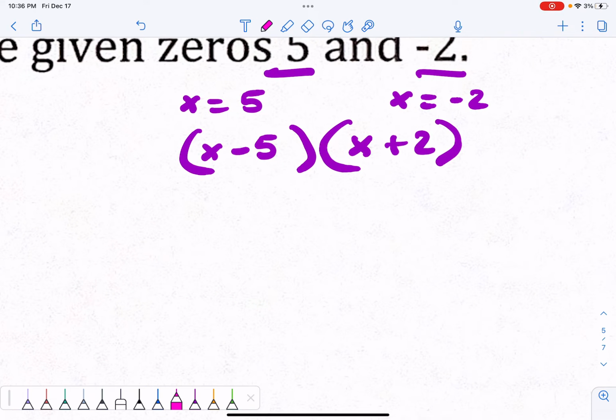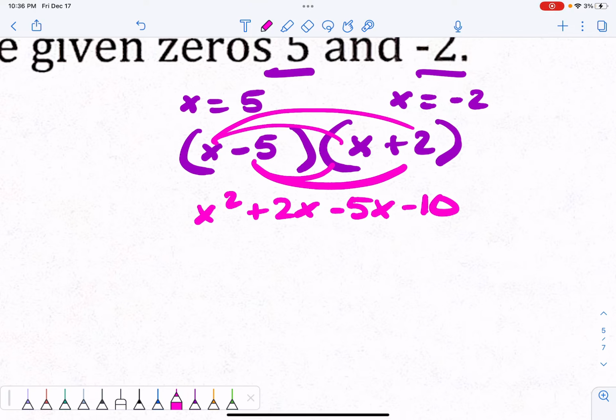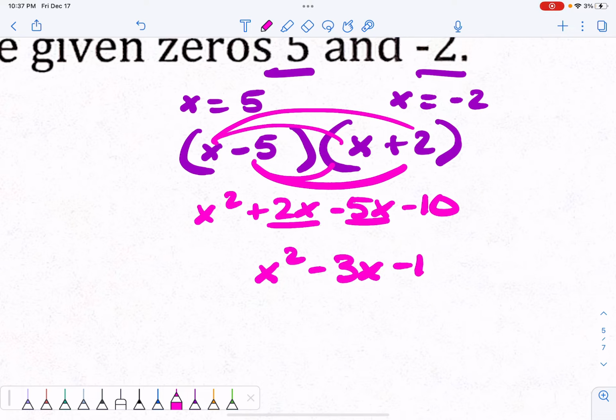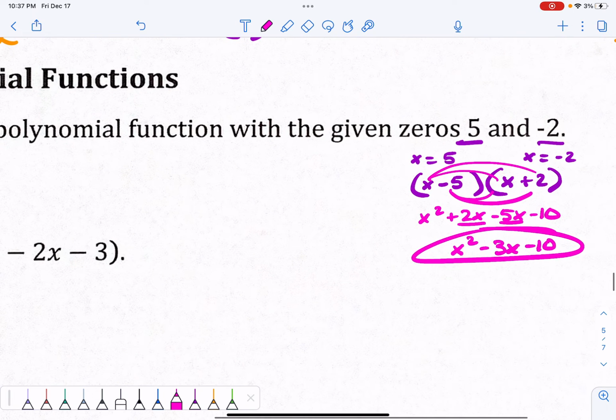So x times x is x squared. X times 2 is plus 2x. Negative 5 times x is minus 5x. And negative 5 times 2 is negative 10. Okay, then we put stuff together, those middle two pieces will become x squared minus 3x minus 10. And that's my FOIL. So that is a polynomial that has zeros that are 5 and negative 2.